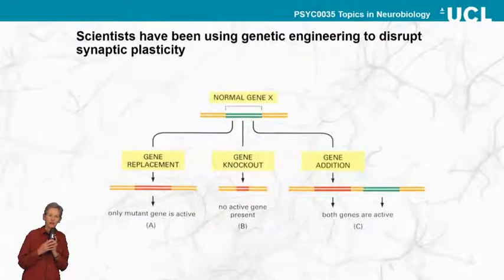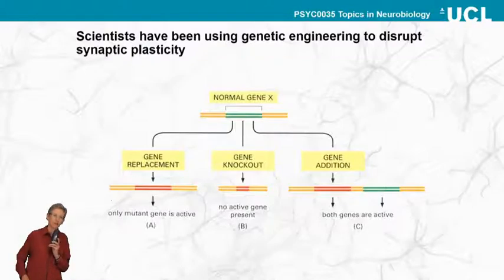Now, using interventions like drugs or lesions or whatever is quite crude, and as I mentioned, non-specific. So in recent years, new methods have come along that involve being able to actually manipulate the genes and produce much more targeted interventions in synaptic plasticity and memory. And in the next couple of sessions, we're going to look at those experiments.